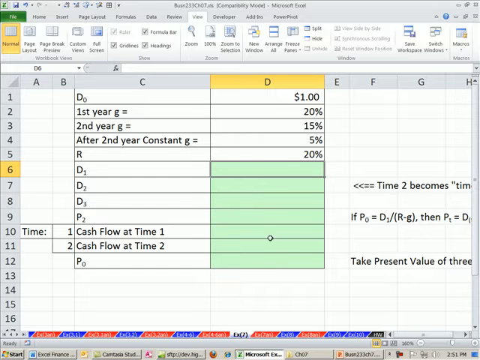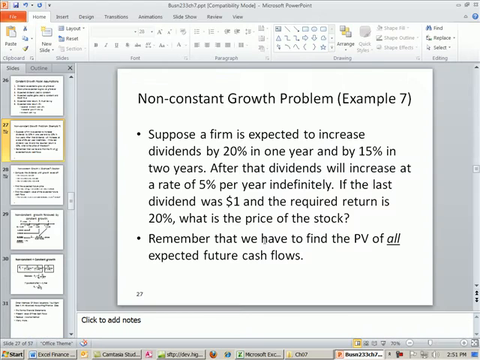Hey, in this video, we're going to look at a non-constant growth problem. We're going to combine the model we've been using, the constant dividend growth model, and some discounting future cash flow techniques into one, because ultimately, if you can figure out the future cash flows, you can discount them back given some assumed discount rate.